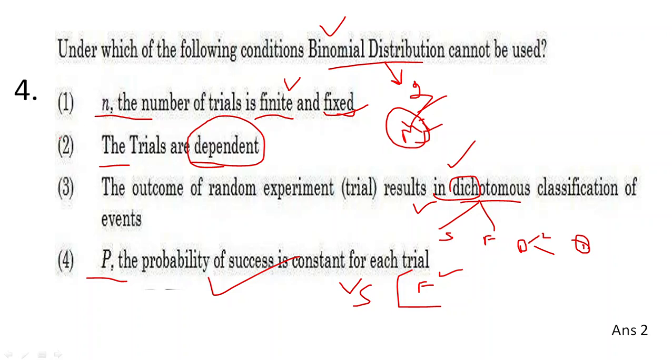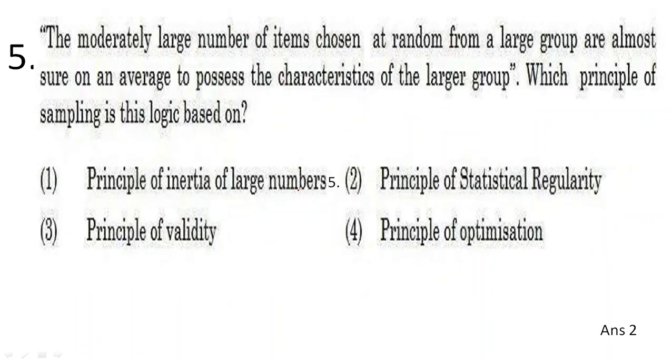So from the options, we can say that option 2 is the right answer, because binomial distribution cannot be used in dependent trials. It is for multiple independent trials, right? So you use binomial distribution in case of multiple independent trials. Then comes question number 5. The moderately large number of items chosen at random from a large group are almost sure on an average to possess the characteristics of the larger group. Which principle of sampling is this logic based on? So we have principles of sampling.